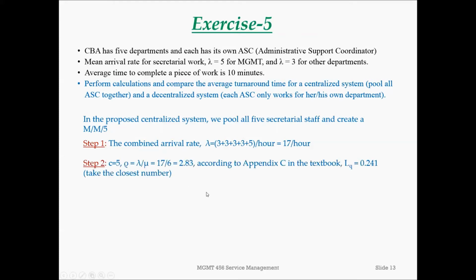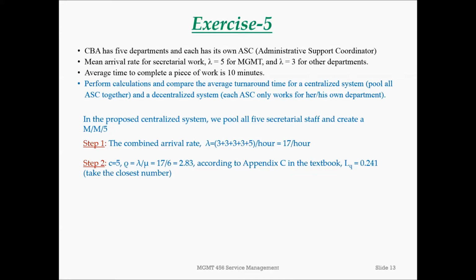Step 2. We have 5 servers. We have 5 different departments. That's why C equals 5. 5 departments means 5 servers. So we can calculate rho. Rho is lambda divided by mu, 17 divided by 6. We got 2.83. Then we go to Appendix C in the textbook.